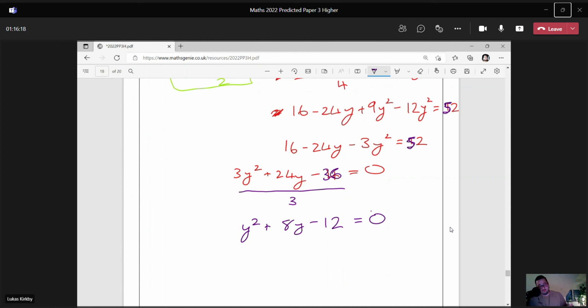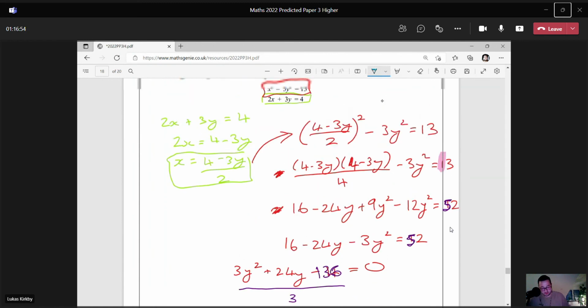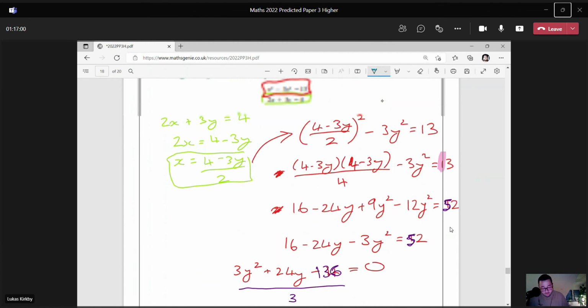Let's think. Oh, and the other thing, this is not going to be a minus, is it? It's going to be a plus. Okay, there we go. Right, so we're nearly there. All right, so now we can factorize this. So times to make 12, adds to make 8, that's (y plus 2)(y plus 6) equals 0. We solve that, we get y is minus 2 or minus 6. Lovely. Okay, so now I'm thinking we're back on track. So we want to put those numbers into one of the other equations. Let's do the easy one. So 2x plus 3y equals 4.